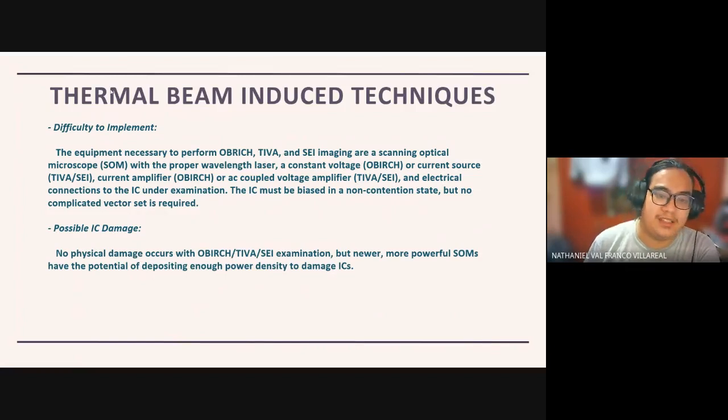As for possible IC damage, no physical damage occurs with all three thermal beam induced techniques, but newer, more powerful SOMs have the potential of depositing enough power density to damage ICs. As said in the previous slide, increasing the power density of the laser can increase the quality of the signal, but then again, there is potential for physical damage with higher power density. So next slide.